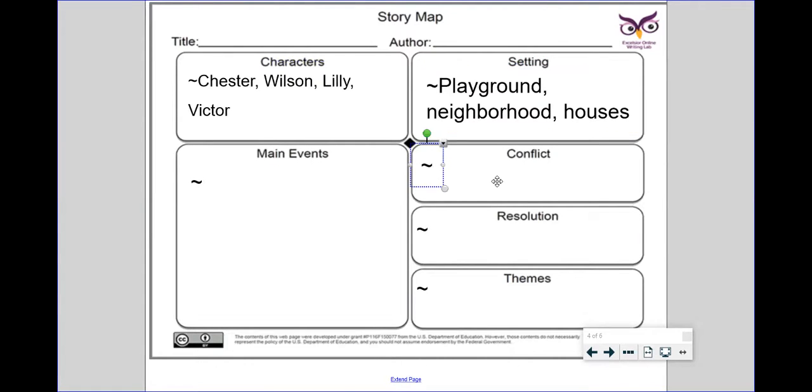Let's talk about the conflict of the story. If you're not sure what a conflict is, the conflict is the main problem that happened in the story. There were several different problems in the story Chester's Way. But if I had to pick out the biggest problem of all, I would say it was that the boys, Chester and Wilson, were unsure of Lily, and they didn't really want to meet her at first.